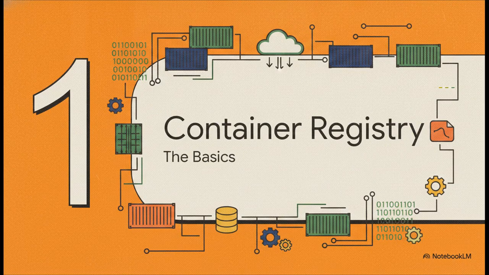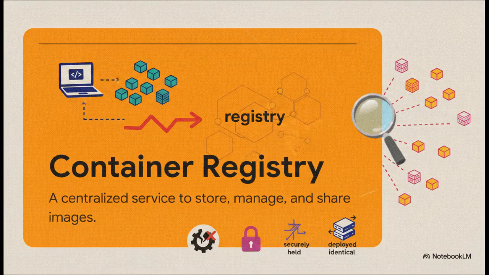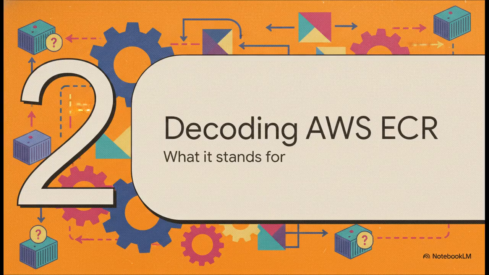Okay, Section 1, meet your container registry. At its core, if you've got a package of code and dependencies sitting on your laptop that you desperately need to share, a registry is the centralized hub that makes that distribution happen. It stores, manages, and shares those images across different environments. It completely eliminates that dreaded "well, it worked on my machine" problem, keeping your exact code package ready to deploy absolutely anywhere.